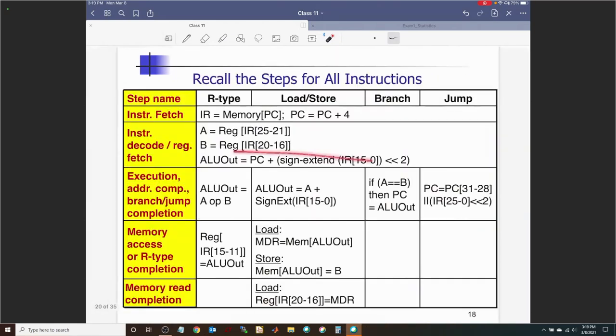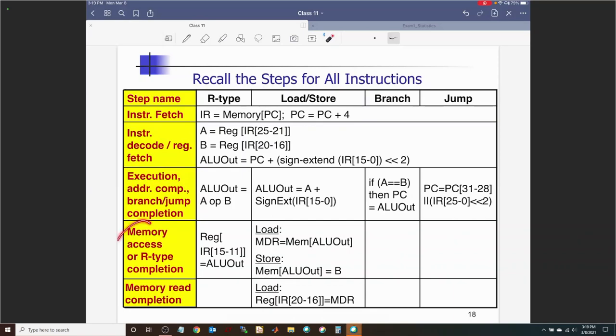So all of that is over here. While you're doing execution, well, it depends now on whether it is an I-type, R-type, whether it's load or store, whether it's branching, or whether it is jumping. So different types of instructions have a different meaning of execution.